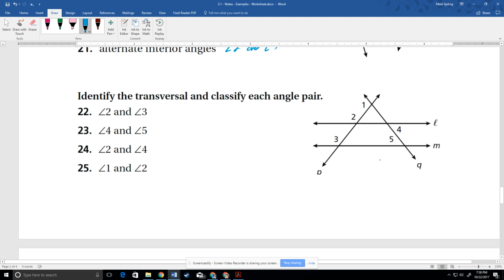Identify the transversal, classify each angle pair. The directions aren't changing, but we want to make sure we're getting these right. So 2 and 3. I think 2 and 3 is a little bit easier to see because we can sort of ignore the rest of the stuff.